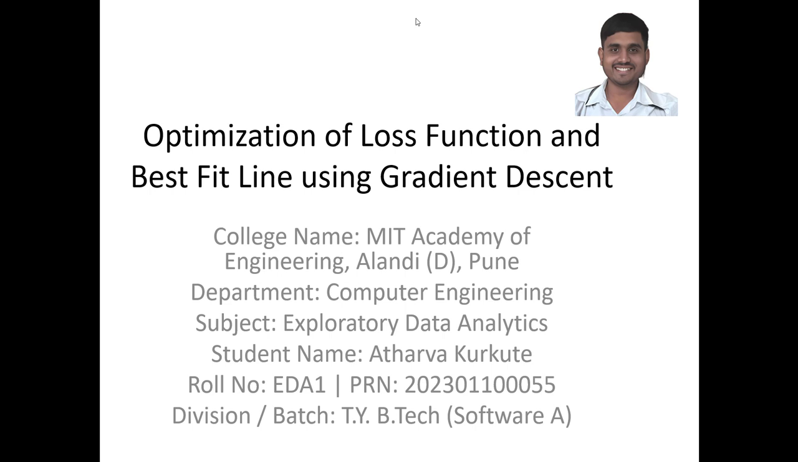Today I am going to present a very important and interesting topic, optimization of loss function and getting best fit line using gradient descent. This topic lies at the core of machine learning and data analytics because almost every predictive model uses the concept of minimizing error, or in other words optimizing the loss function. So through this presentation I will be explaining three main things: the concept of regression and the regression equation, the role of loss function, and how gradient descent helps in optimizing the model and finding the best line. So let's get started.